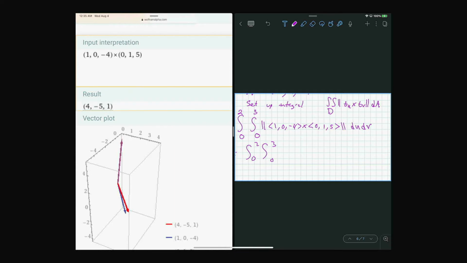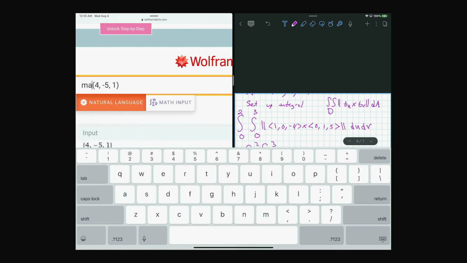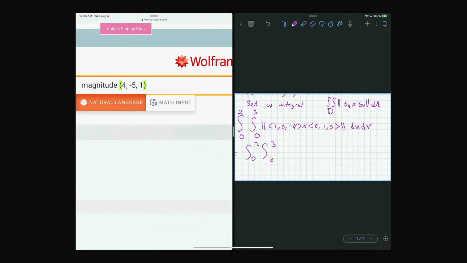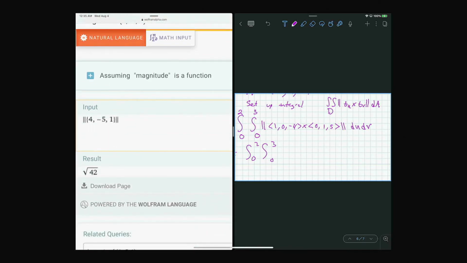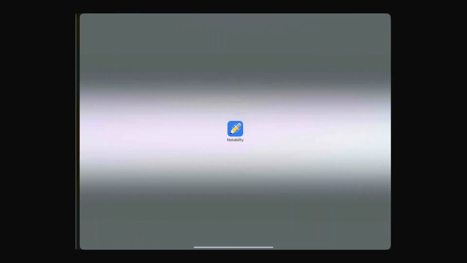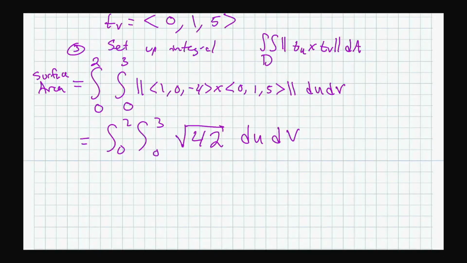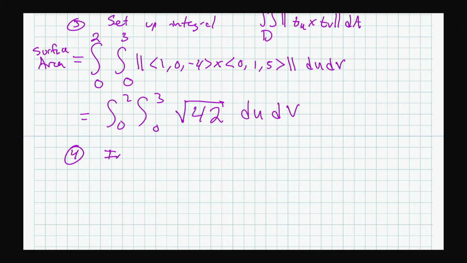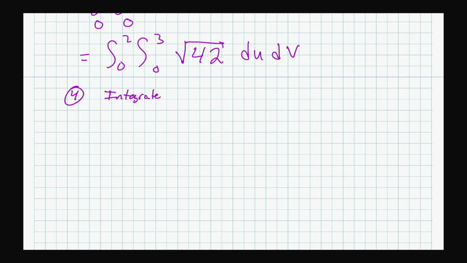Also, take that and ask for the magnitude. I'm too lazy to do even that. Square root 42. Okay, so at that point, we've set up our integral. Then we should be able to finish up our integral by integrating. This is going to be an easy enough integral that even I can do it. I'm going to take the square root 42 out, du dv.